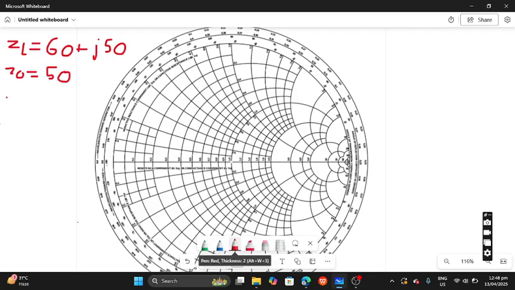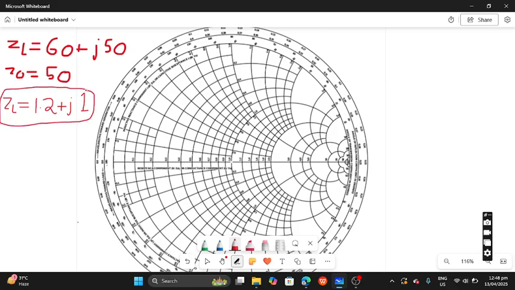When you divide them, you will get capital ZL, which will become 1.2 plus j1 ohm. So you will now locate this point on Smith chart.